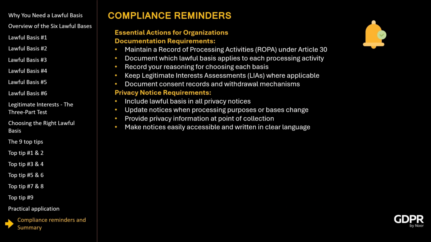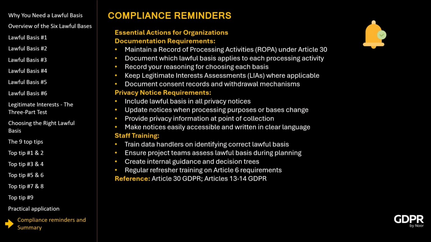Second, privacy notice requirement. Include the lawful basis in your privacy notice. Update the notice when processing purposes or basis changes. Provide privacy information at the point of collection and make sure your notices are easily accessible, written in clear plain language. Third, staff training. Train your data handlers on identifying the correct lawful basis. Ensure project teams assess lawful basis during the planning stage and provide regular refresher training on Article 6 requirements. Good documentation, clear privacy notices, and well-trained staff, these are the foundation of ongoing compliance.